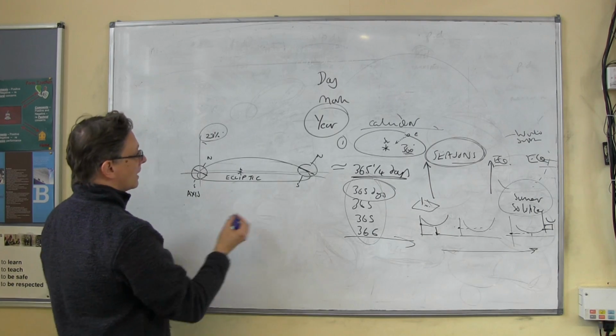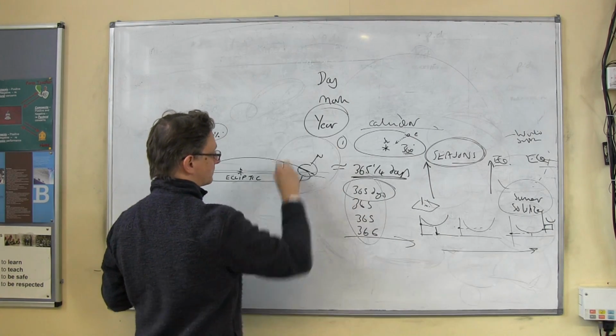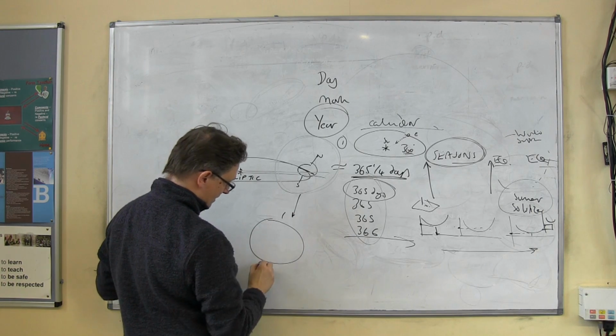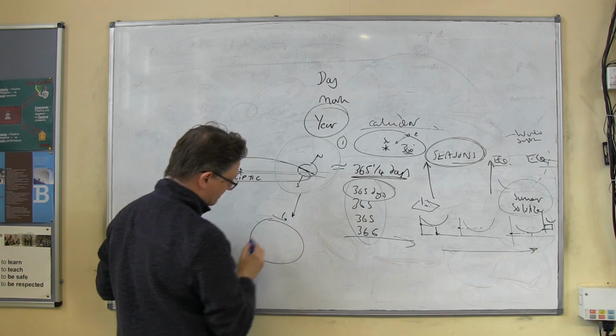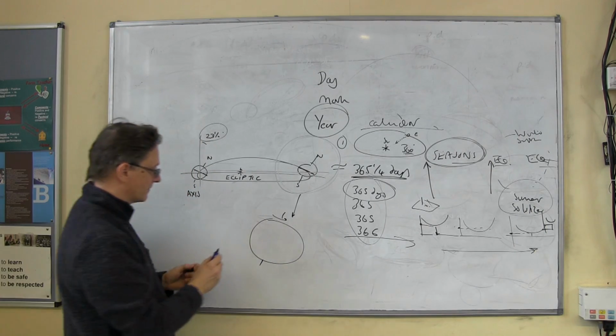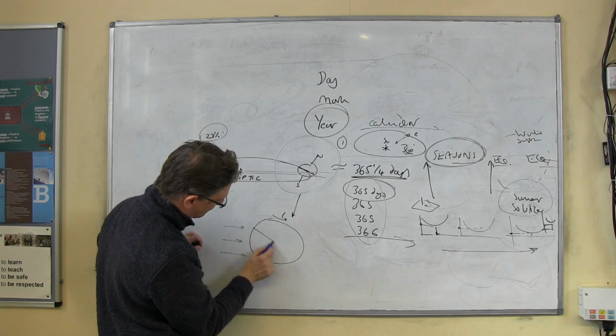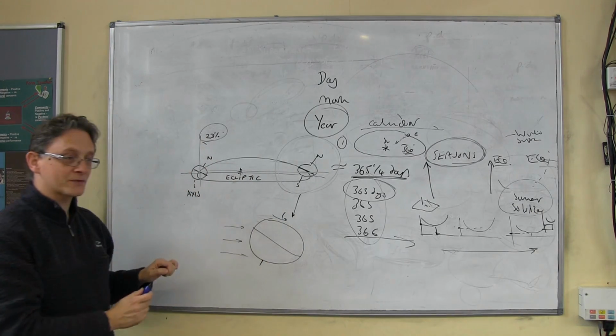Okay? Now let's zoom in on this one. Let's draw it a bit bigger, make it a bit clearer. There's the Earth, it's spinning like that. It's spinning round that axis. The sun's rays are coming in like that. The equator's going to be there, because it's in between the poles, obviously.